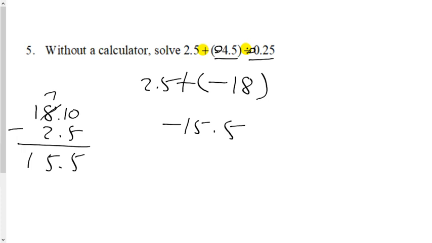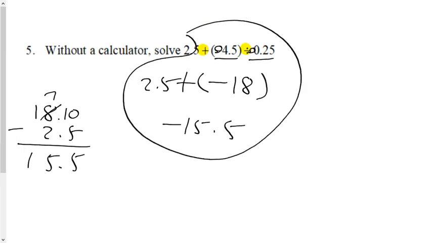1 point for sensible work. Since it's a BEDMAS question, that has to exist somewhere. But it's 2 points: 1 point for the right amount of work and 1 point for the correct answer.